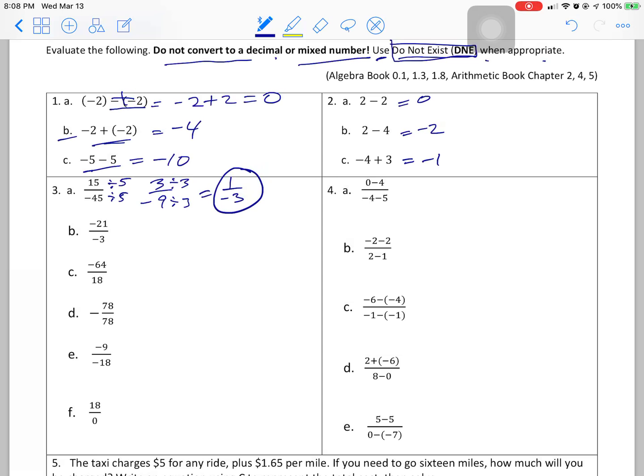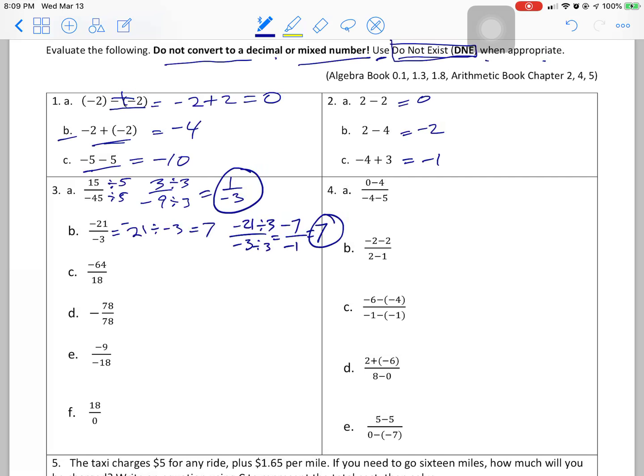Okay? A negative over a negative. Actually, you know what? -21 is divisible by -3, and you get 7 if you put it in your calculator. The other way to think about it is this is divisible by 3, this is divisible by 3, and you're going to get a -7 over a -1, which is also a 7. Okay, so make sure your final answer is a 7.